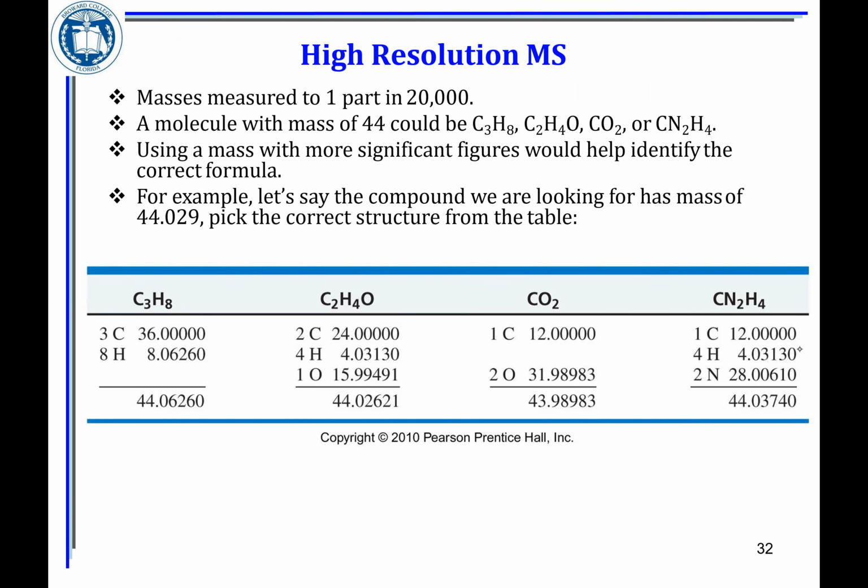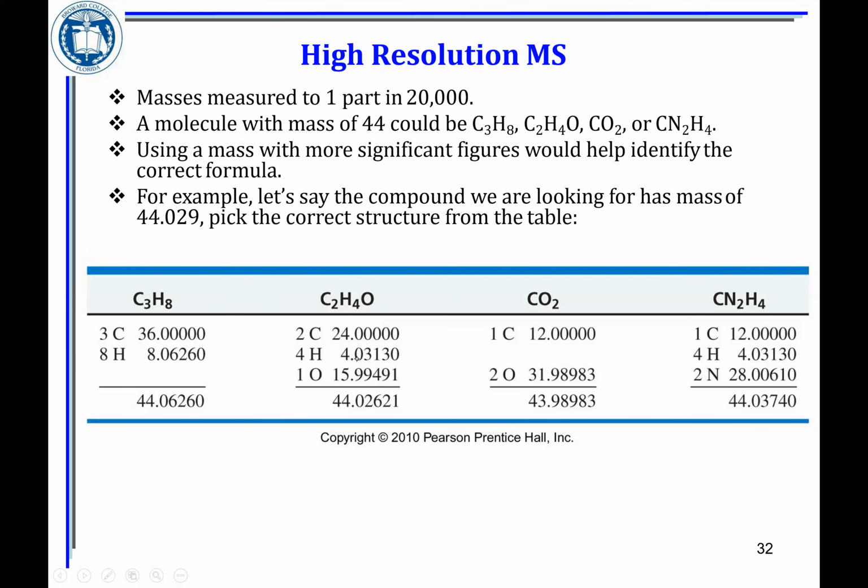Mass spec can have different sensitivity or accuracy, higher resolution. A high resolution mass spec can detect the mass of the elements up to 4, 5, 6 different decimal places. Exact mass is the question.